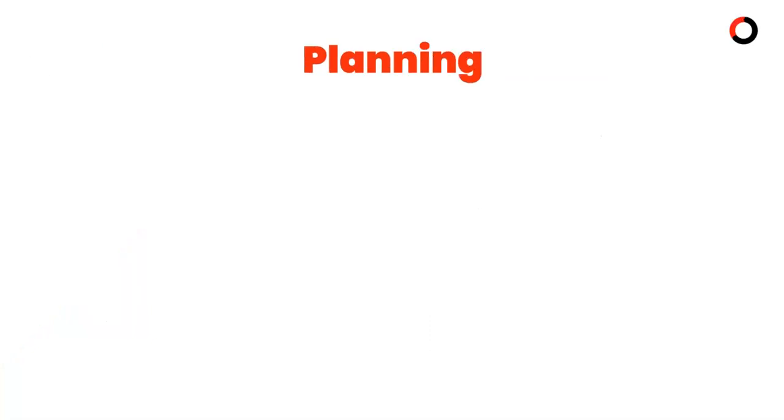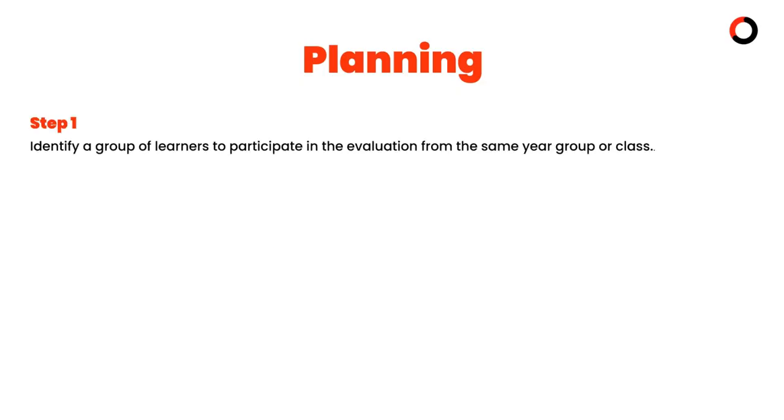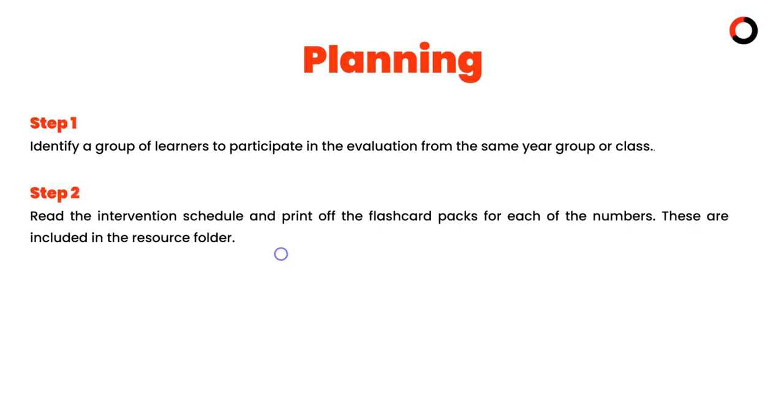So let's look at this from a step-by-step planning approach. Step 1. Identify a group of learners to participate in the evaluation from the same year group or class. Step 2. Read the intervention schedule and print off the flashcard packs for each of the numbers. These are included in the resource folder.